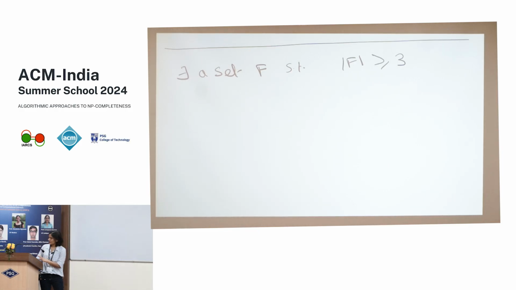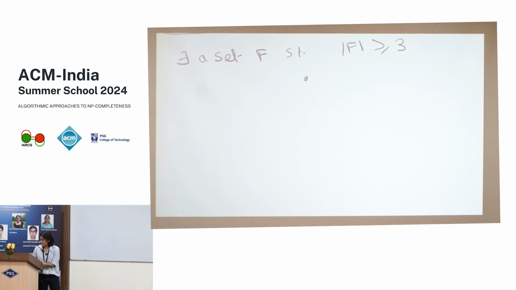Okay, so what do we know about any set? What did our DP algorithm exploit?